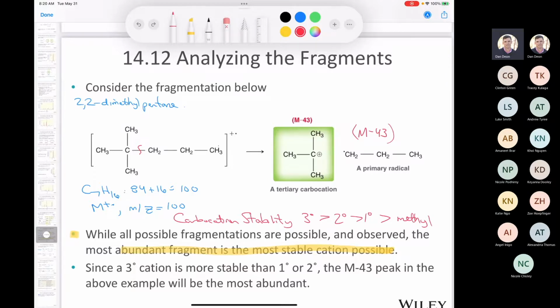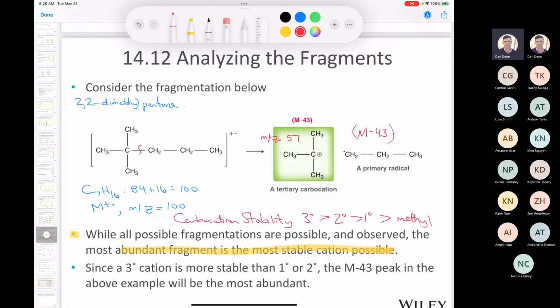Now, there's some reasons why I think this would probably be the most stable carbocation, but the bottom line is if you take 100 and you subtract 43, you end up with 57. And so we should see a large peak, maybe even a base peak, with a mass over charge of 57 that arises from this tertiary carbocation.